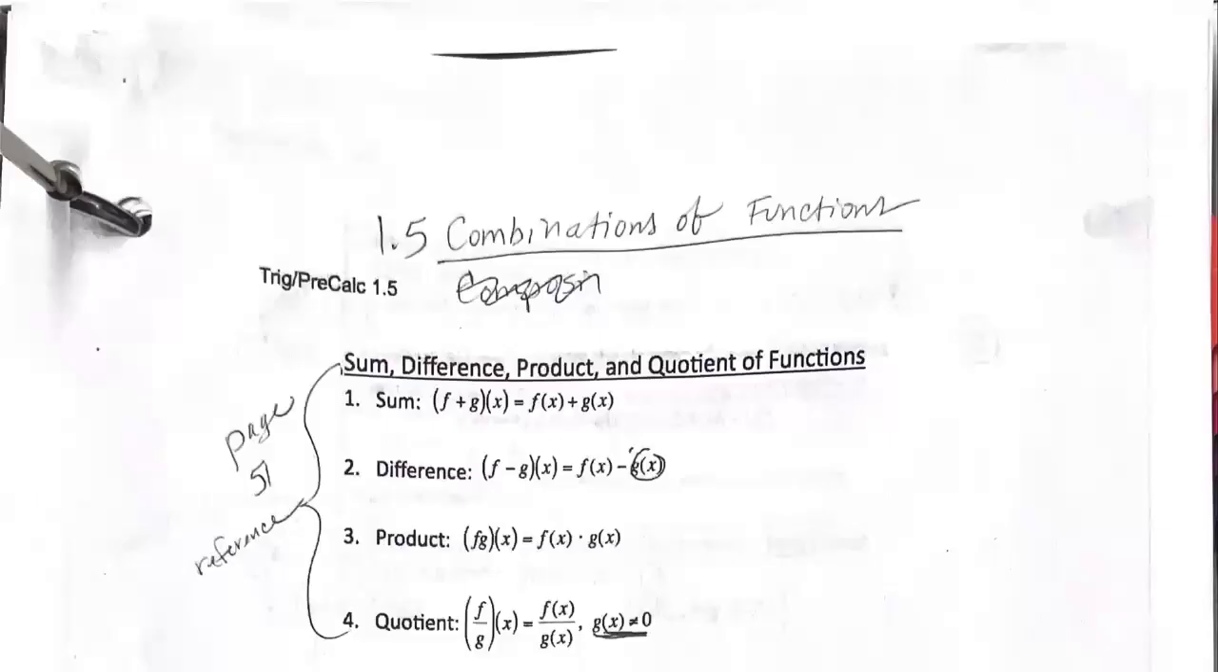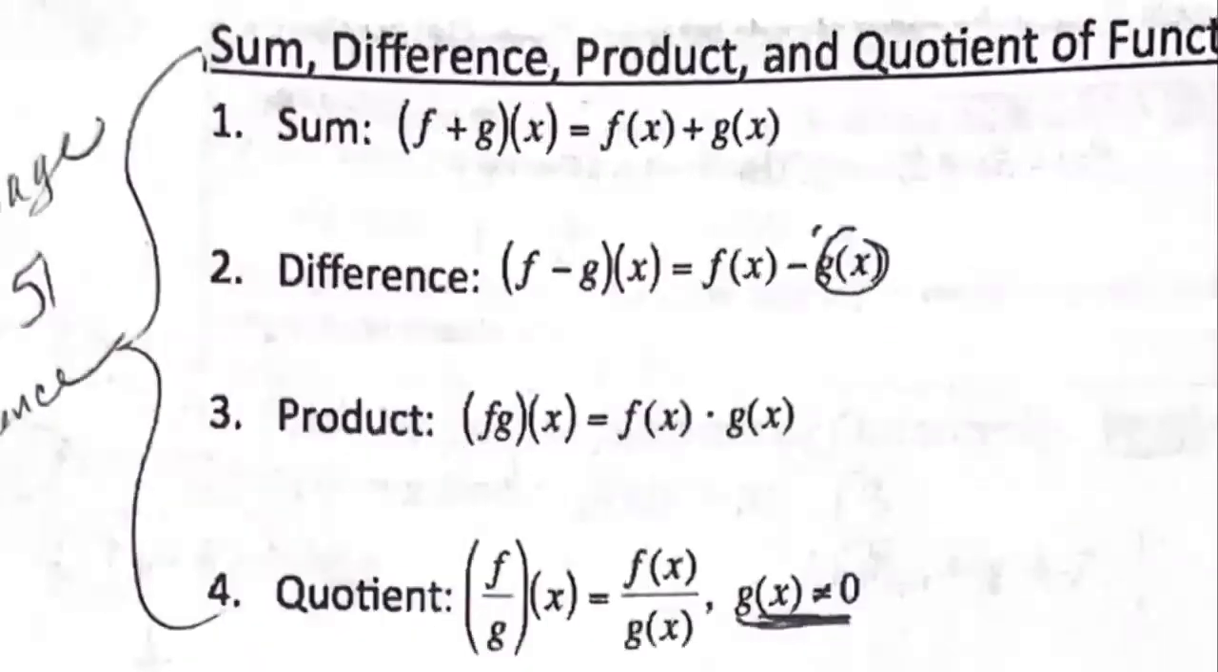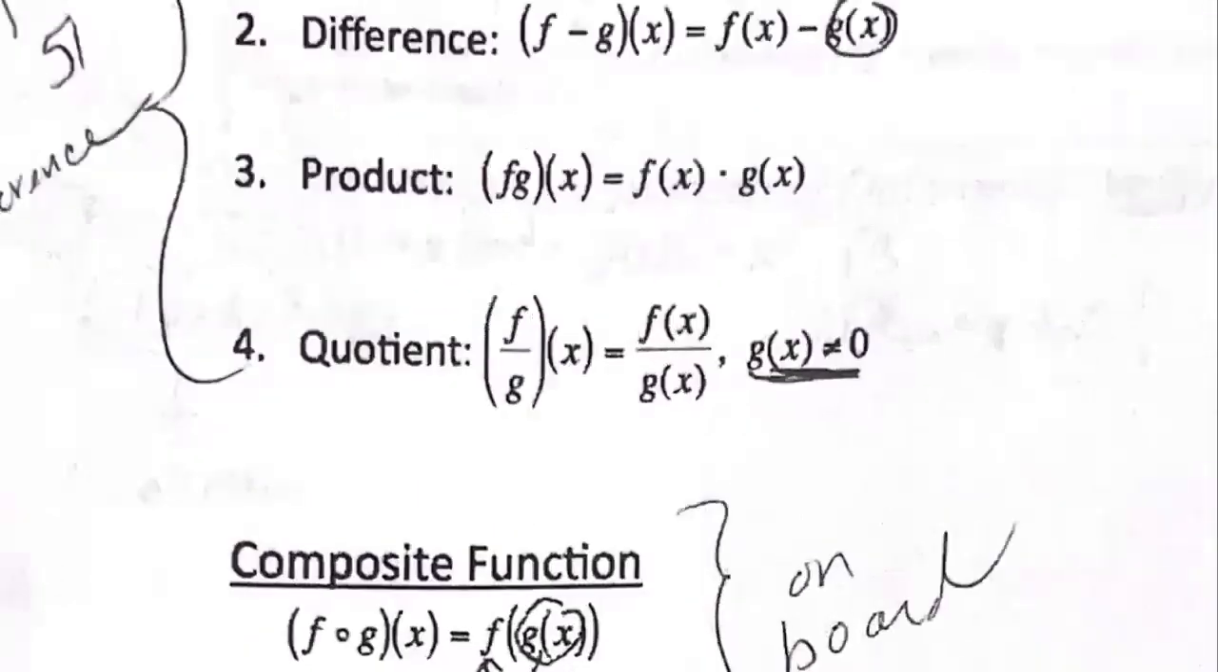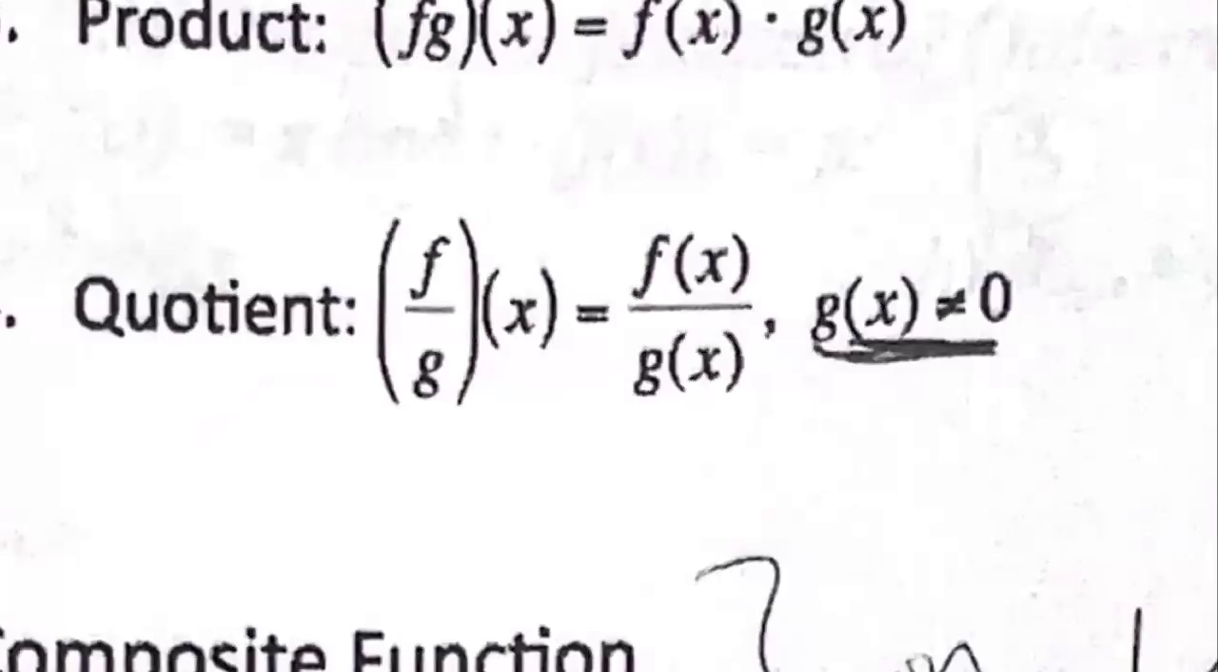Okay, so 1.5 combination of functions. This is what you learned prior, sums or differences. These are just the formulas. f plus g of x means you're adding them, differences where you're subtracting them, product, multiplying, quotient, so you're dividing. The only thing you have to be careful of is the denominator cannot equal 0.